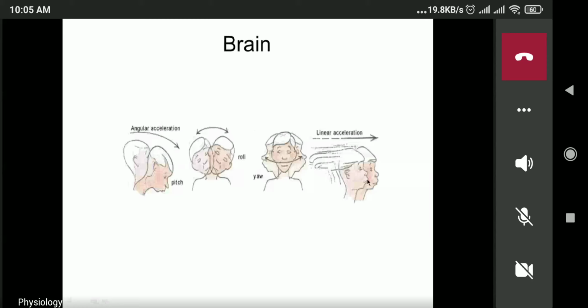The hair cells of the macula of the saccule. Am I clear now? Yes, sir. And when there is any type of head movement or whole body movement, then the crista ampullaris hair cells will be stimulated. Maybe pitch, maybe roll, maybe yaw, maybe whole body rotation like this, right?